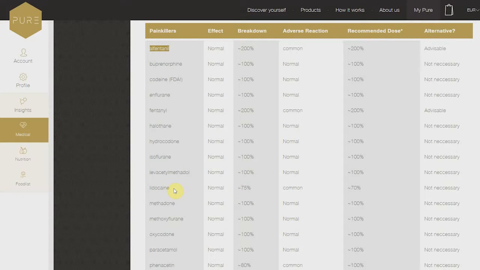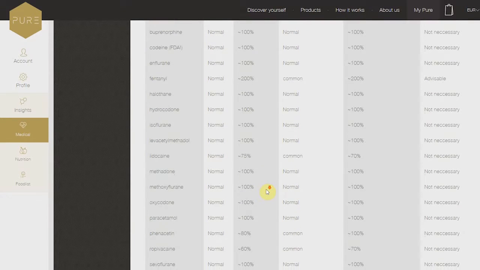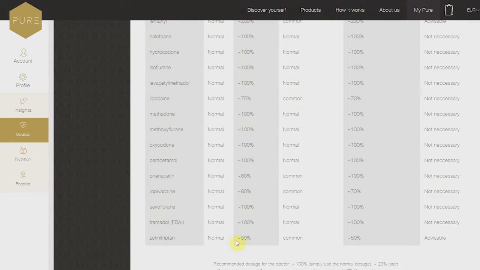So this drug here, for example, is only broken down 75%, and there's an example of 60% and 50%. So the last drug is only broken down 50% as fast, and if this drug were to be taken continuously, it would lead to increasing levels in the bloodstream and could then cause side effects.